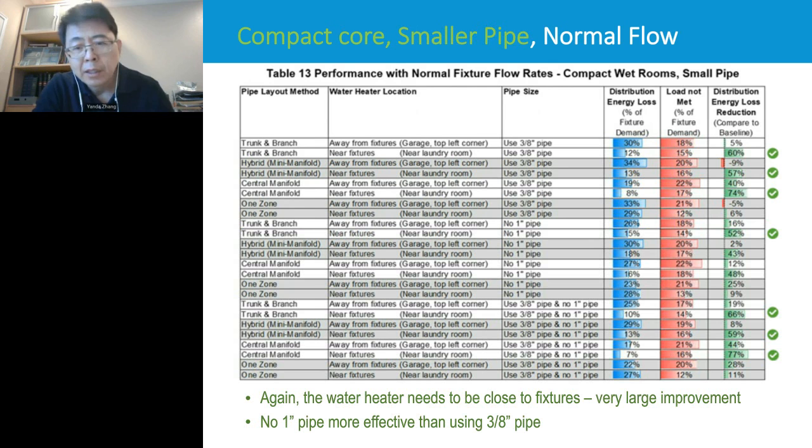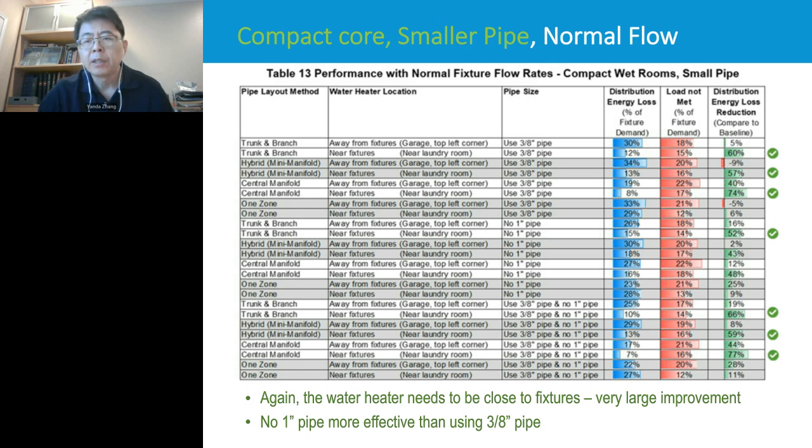So now let's put all the improvement strategies together to see what would be the overall improvement we can achieve. And again, if you focus on the last column, you can see many rows have large percentage reductions, right? But if you look closely, they are all associated with having water heaters close to the fixtures, right?